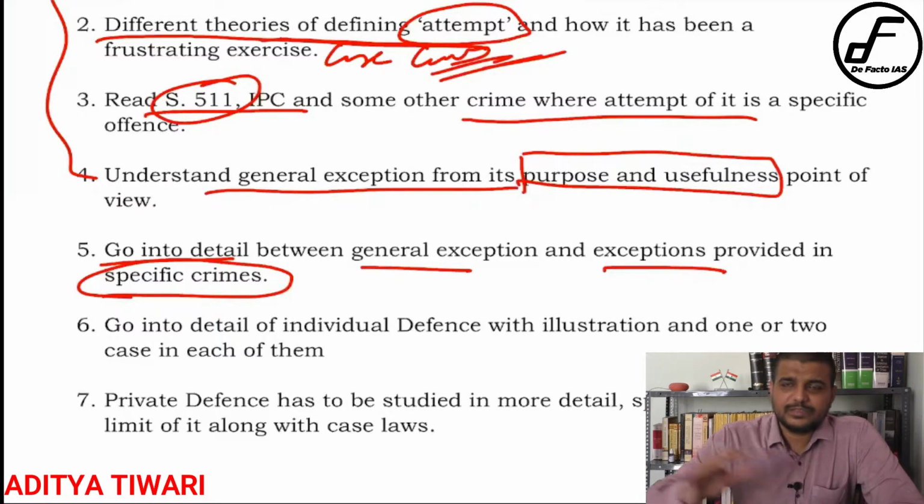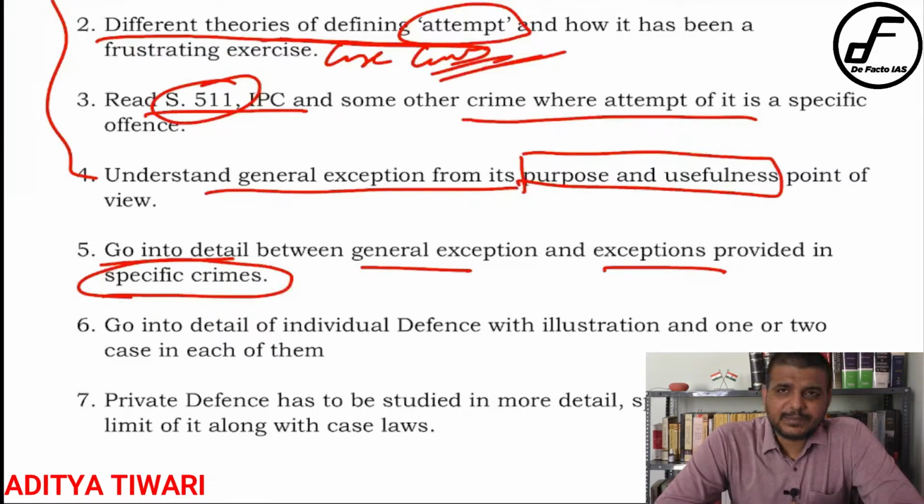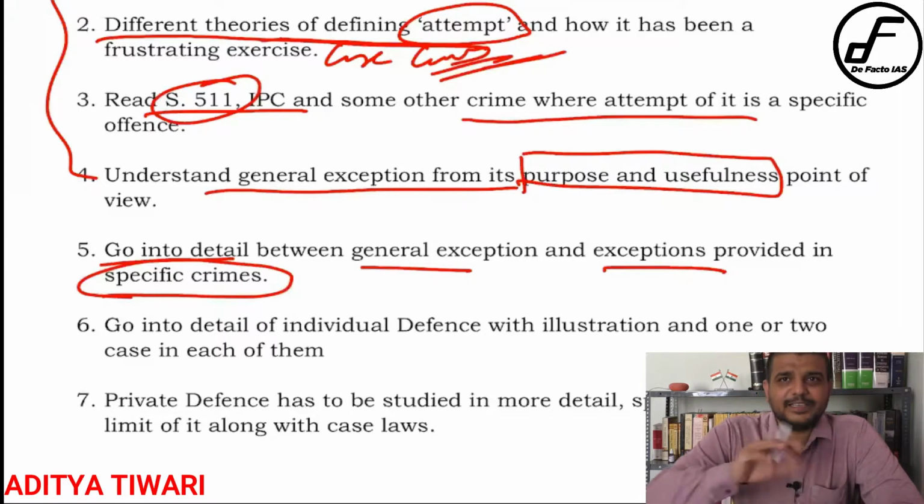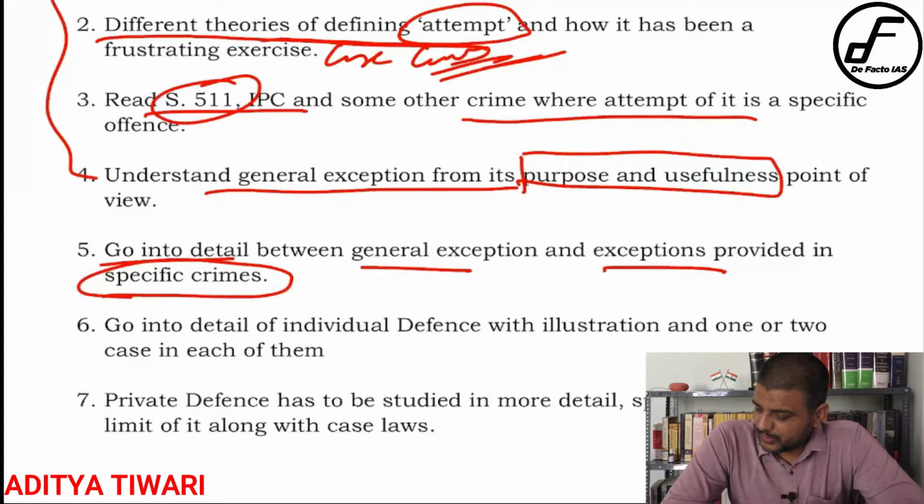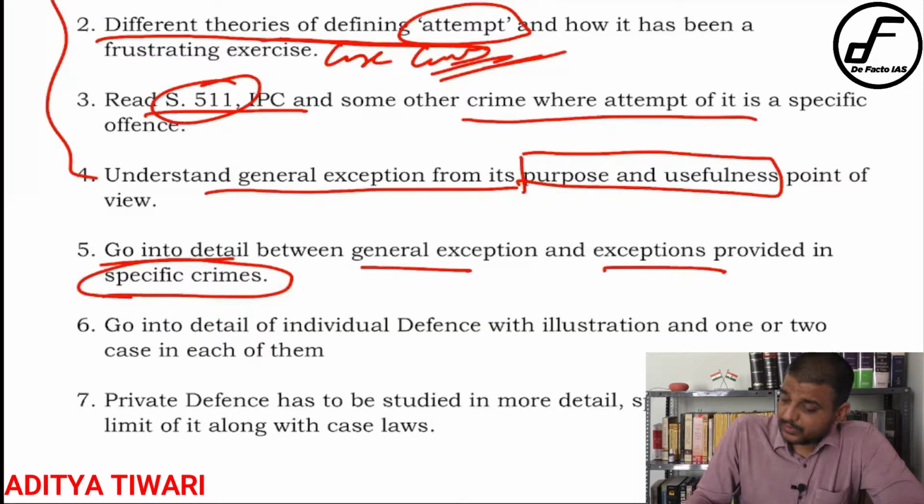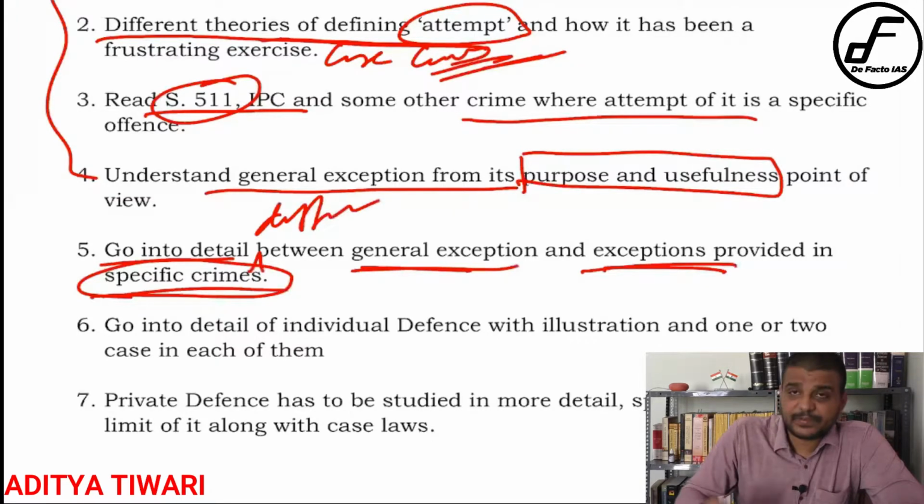General exception waives all the crime, and there are exceptions specific to that particular act. So what will happen if, in a particular crime, the normal exception appended to that crime is covered and the general exception does not get covered? Or vice versa, what will happen in that case? That particular thing has to be understood nicely. That is why I have written here, go into detail on the difference between general exceptions and exceptions provided in specific crimes.